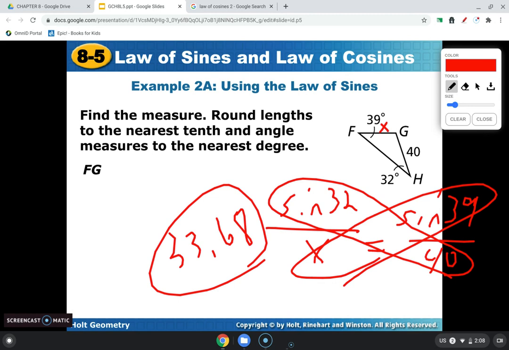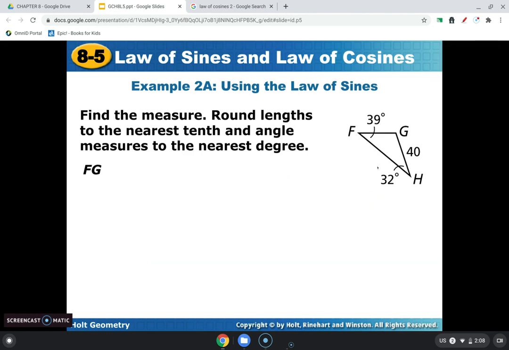Okay, so keep these in your calculator. Don't round until the bitter end. If you're finding a side, still round to the nearest hundredth. If you're finding an angle, still round to the nearest degree.